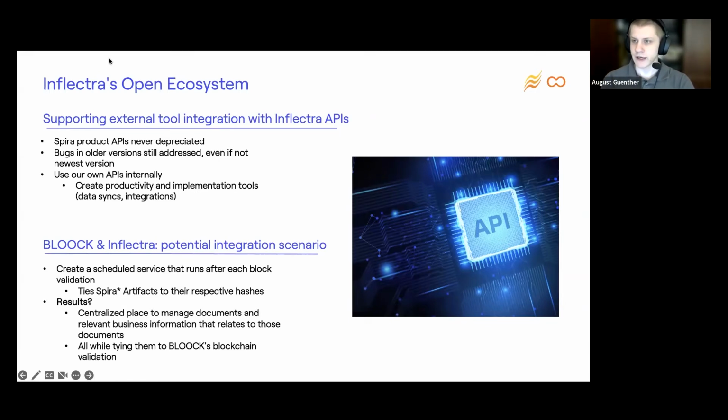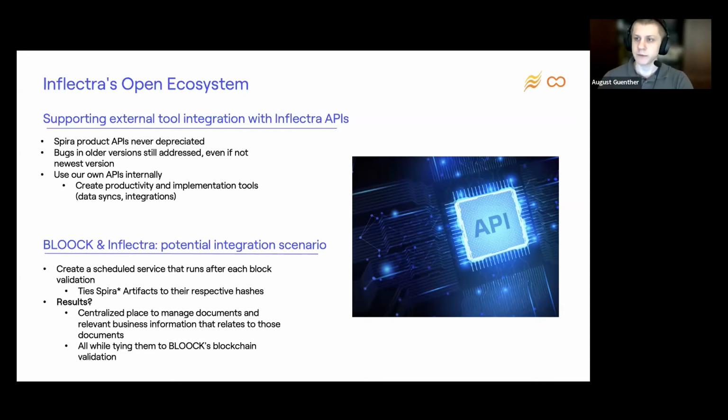Some of the big things is that our API versions are never deprecated. So we still support our version 1 API that's over 10 years old today, and it is still secure, and any bugs that were in it when it was released have been fixed, and we intend to continue doing that with our newer API versions.